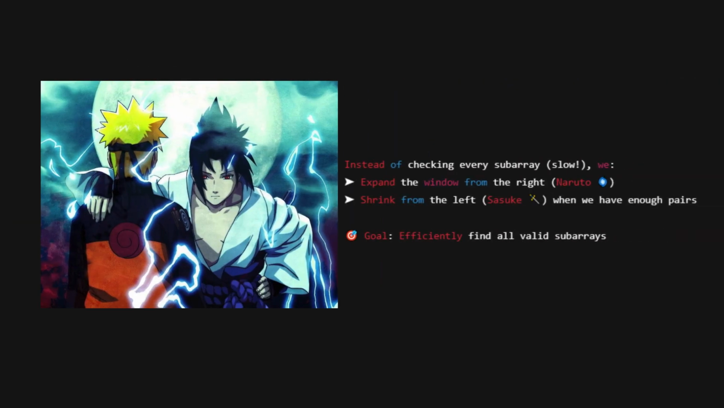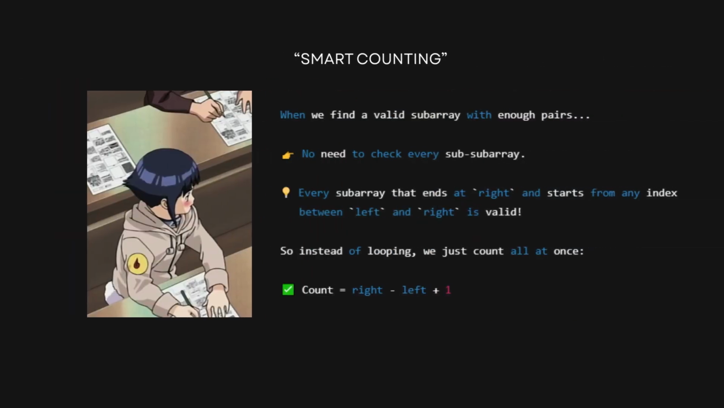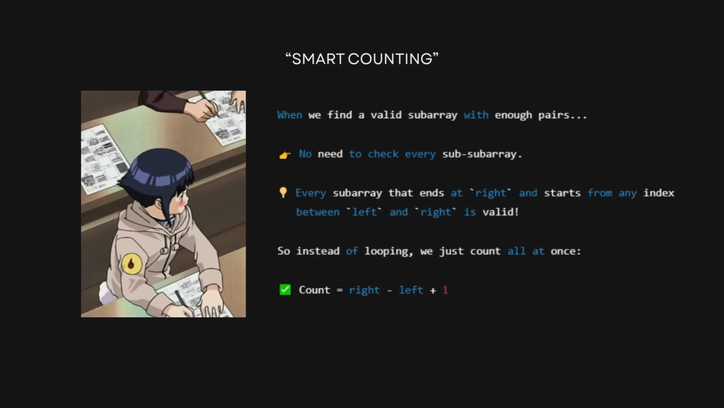Instead of checking every subarray, which takes too long, we'll expand the window from the right, like Naruto charging forward, and shrink it from the left, like Sasuke controlling the balance. When the window has enough pairs, we stop expanding and start shrinking to find the smallest valid subarray. Once we find a valid subarray, one that meets the condition of having at least k pairs, we don't need to check each possible subarray inside it individually. We just count them all at once. It's like Hinata, quietly noticing everything without making a fuss.